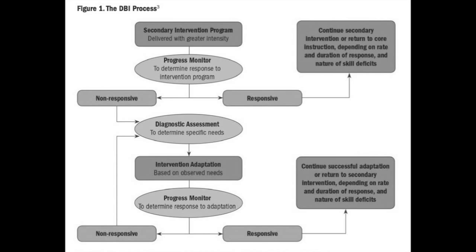If you look at the model as presented on the screen, you'll see that we always begin with what's happening in the intervention program. Throughout the intervention, we are consistently progress monitoring. In this case, we're talking about using CBMs to collect that progress monitoring data. From that data, we make decisions about whether or not students are responsive or non-responsive to our interventions. If students are non-responsive to the intervention, we make diagnostic assessment decisions. So we look at the data that's been collected, and we use that data to make adaptations to meet students' individual needs. When we make adaptations to our intervention, we continue to collect progress monitoring data in order to see whether or not students were responsive.